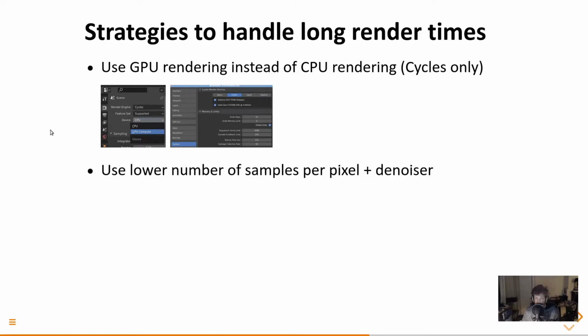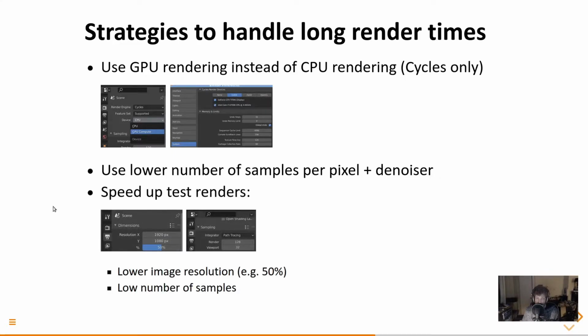If you can, use a lower number of samples per pixel. That will introduce more noise into your image, as you have seen previously. You can then enable the denoiser to see if that gives you enough quality back. And this can be a good strategy to get lower render times.